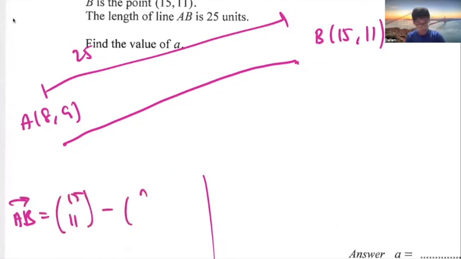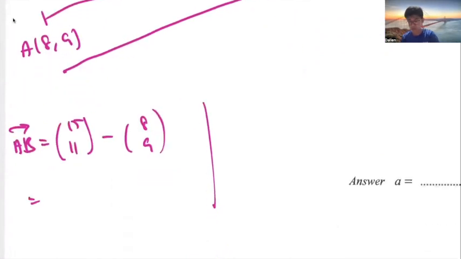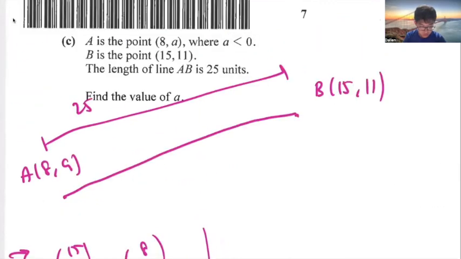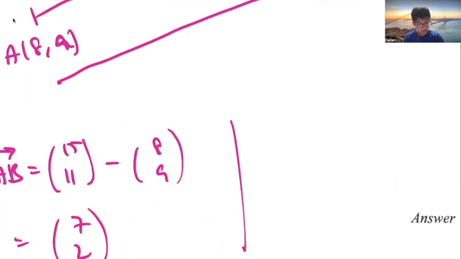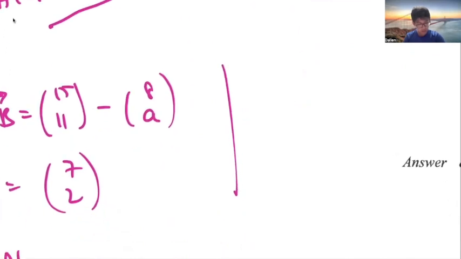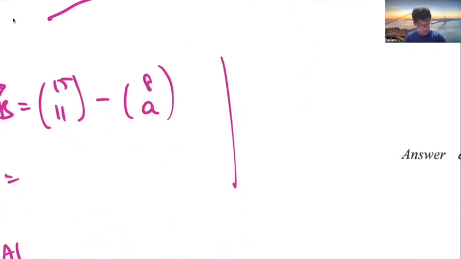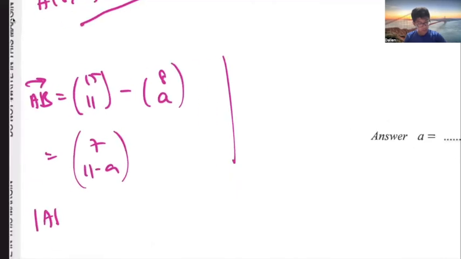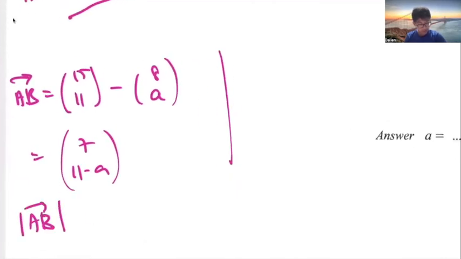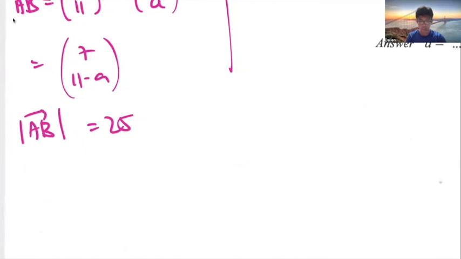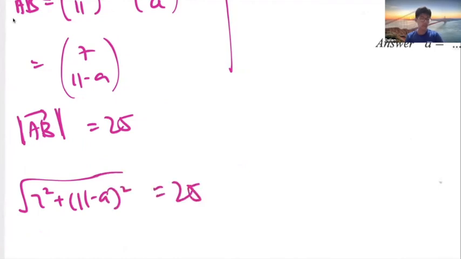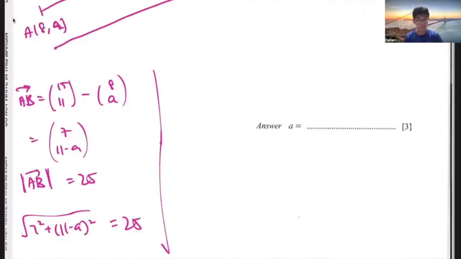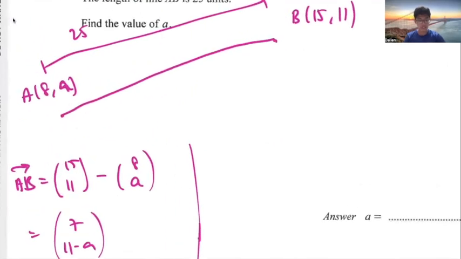So this, and then all you have to do is find the length. AB is (7, 11 minus a), right? So the length AB is 25, and we have learned how to find the length of a vector. And you just solve for a. Let me look at the other method.